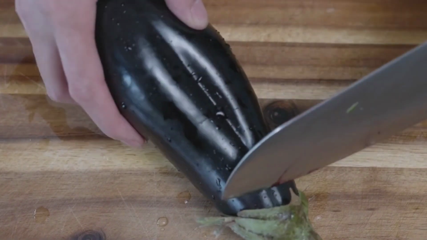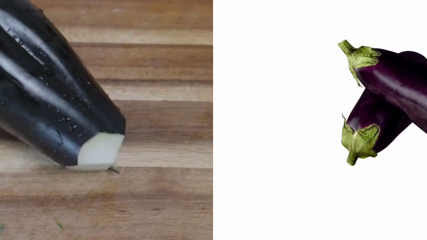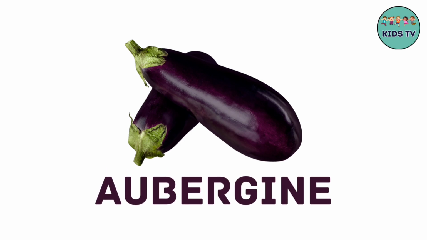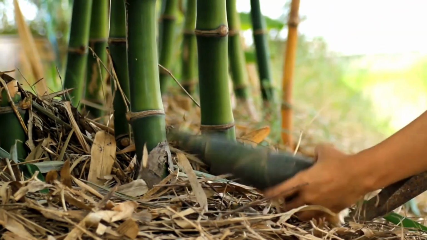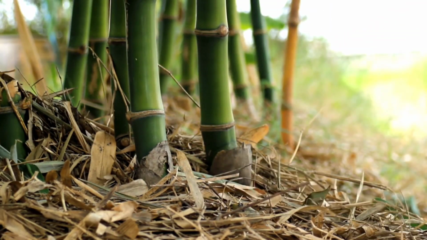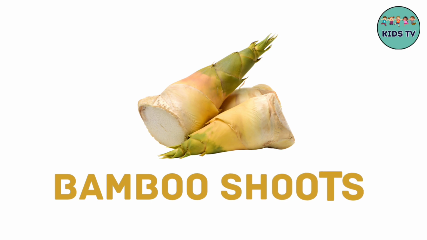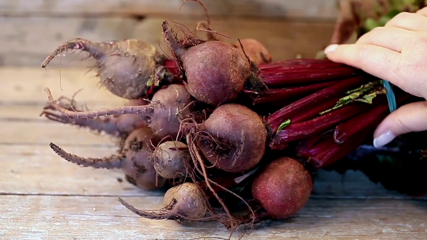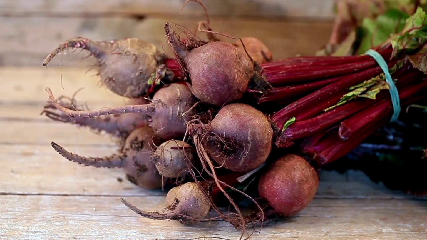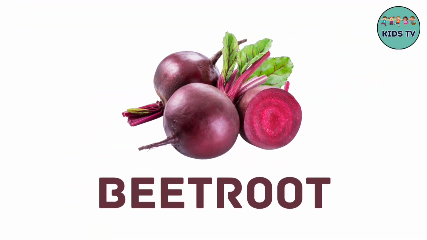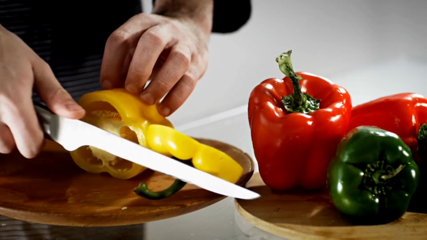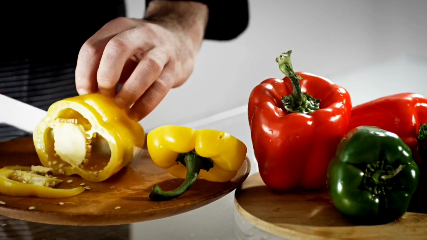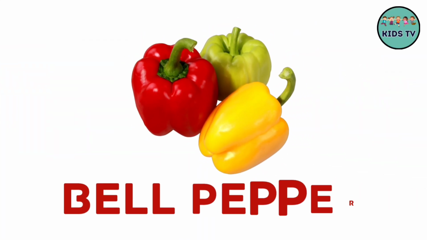Which vegetable is this? This is aubergine. Which vegetable is this? This is bamboo shoots. Which vegetable is this? This is beetroot. Which vegetable is this? This is bell pepper.